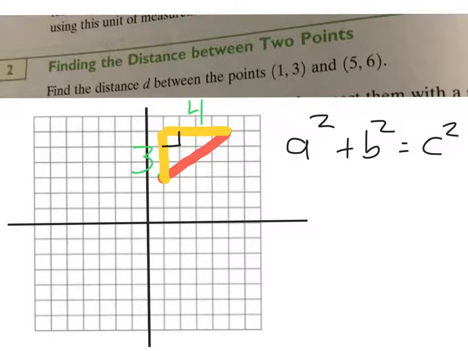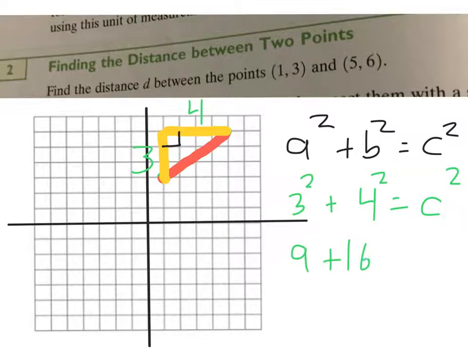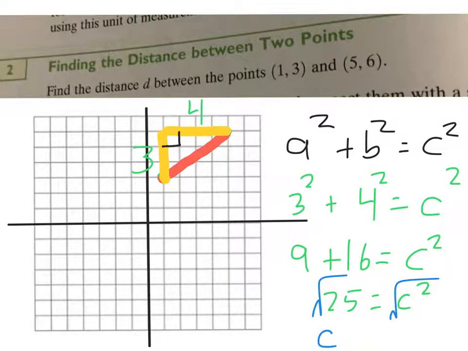If we don't, we just use the Pythagorean theorem. Now, it doesn't matter which one I choose as a and which one I choose as b, as long as I make sure the hypotenuse is c. So in this problem, I'm going to let 3 be a. So that's going to be 3 squared plus b squared, which means 4 is b, is equal to the missing side, the hypotenuse squared. 3 squared is 9, 4 squared is 16, equals c squared. That says 25 is c squared. We take the square root of both sides, and that tells me that the hypotenuse is equal to 5.